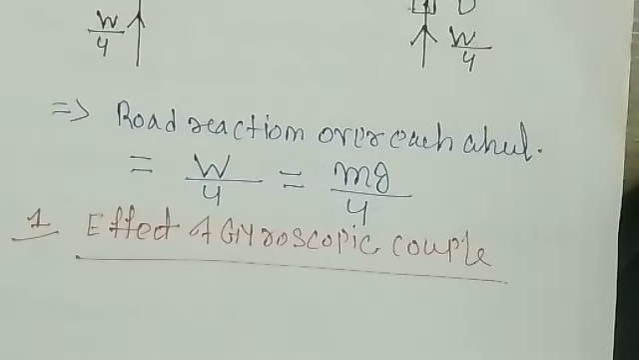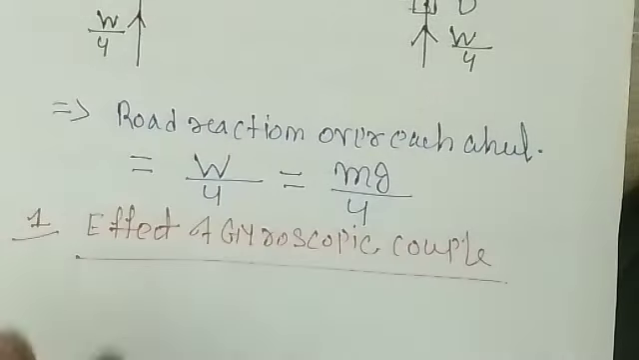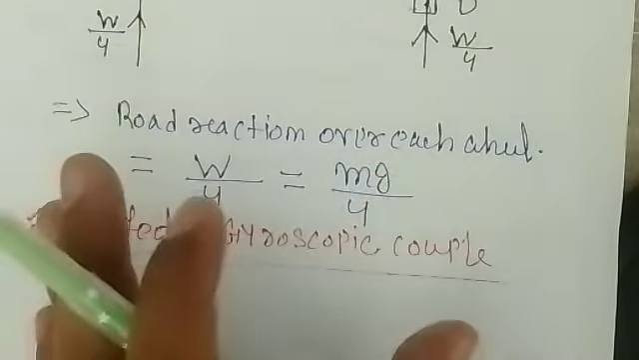Now we see the vehicle takes a turn towards the left, due to the precession and the other rotating parts, a gyroscopic couple will act. The vehicle is not running on a straight path. If it ran on a straight path, there would be no precessional motion.